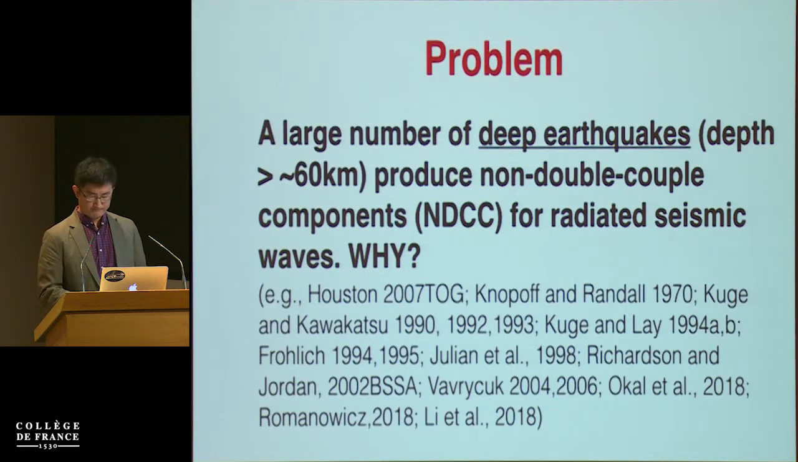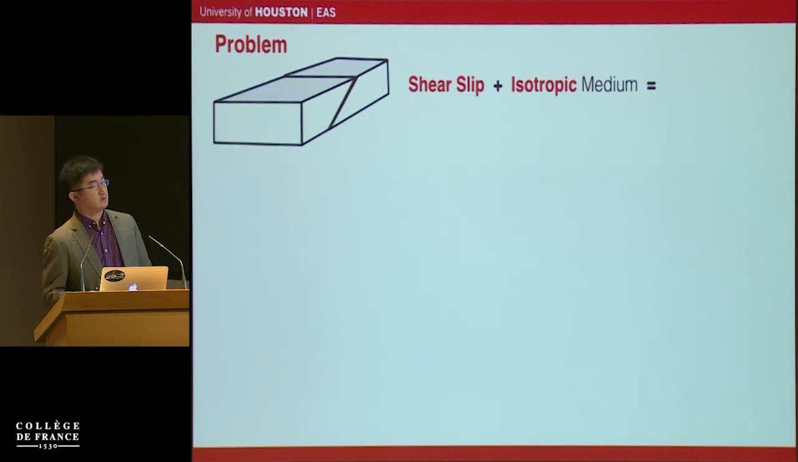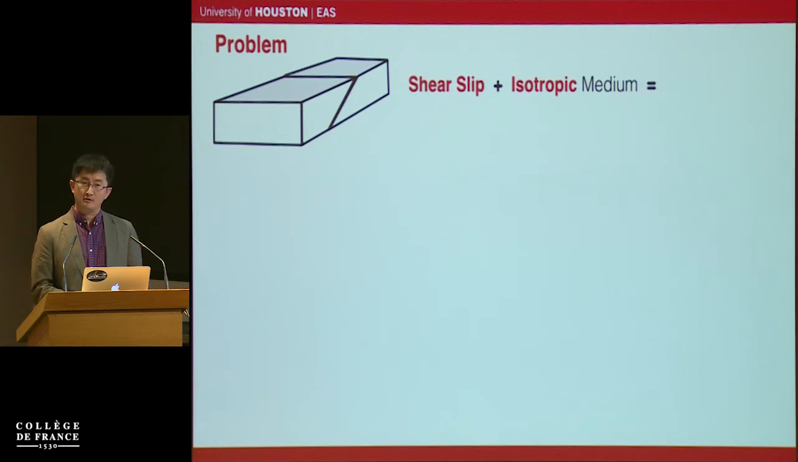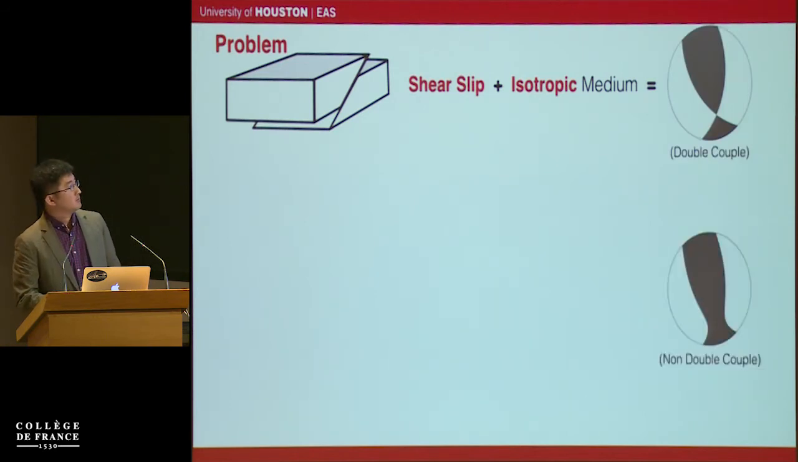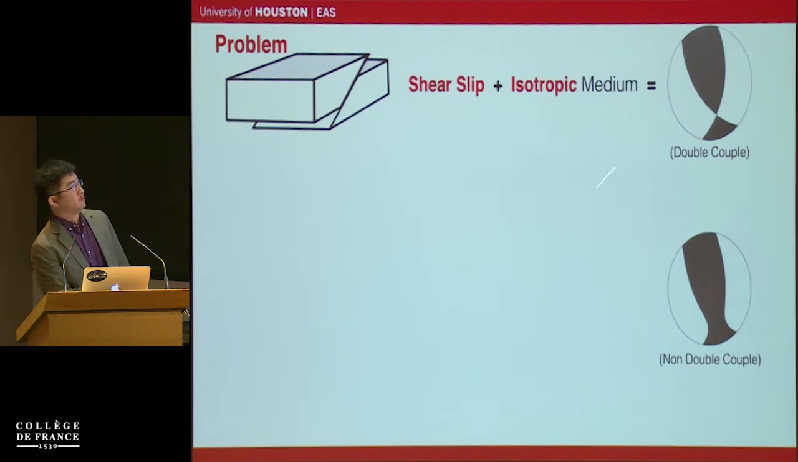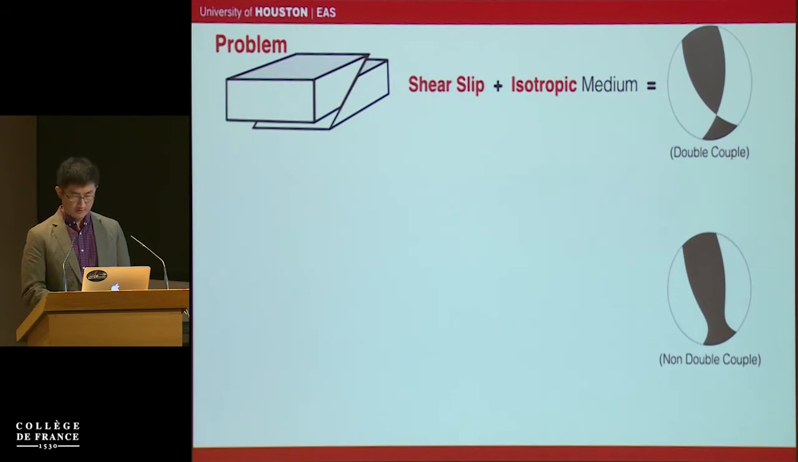That's our work. So the problem is, if you have a fault in an isotropic medium and you have a dislocation slip on the planar fault plane, you produce a double couple radiation pattern. But we observe a lot of non-double couple components. For those of you who do not know how to read this beach ball, just look at the crossing points. If it's a sharp corner, it's double couple. If it's a curved intersection, it's non-double couple. That's an easy way to distinguish.